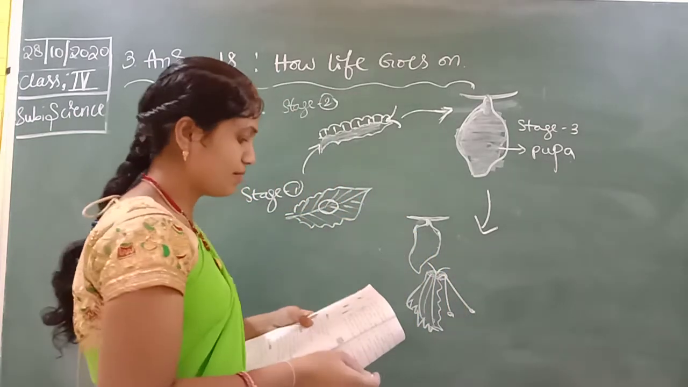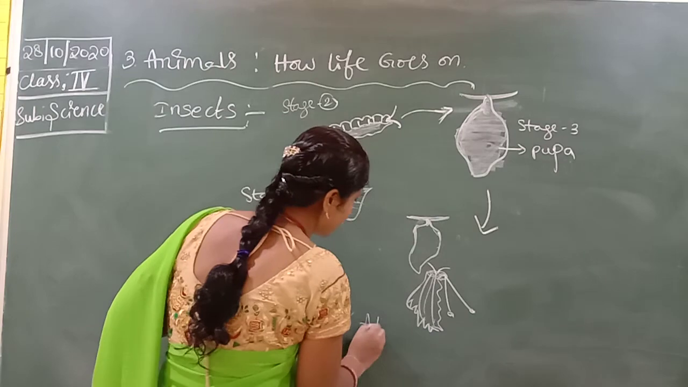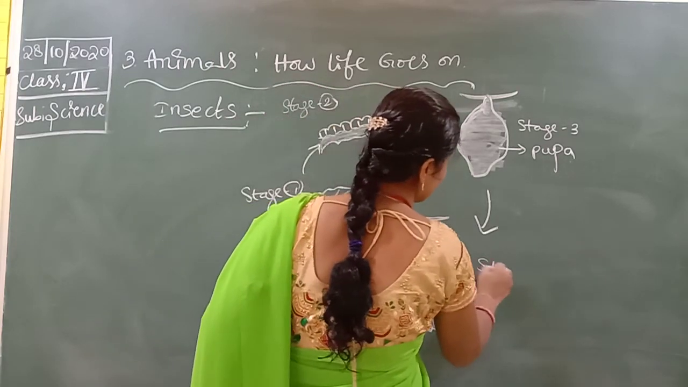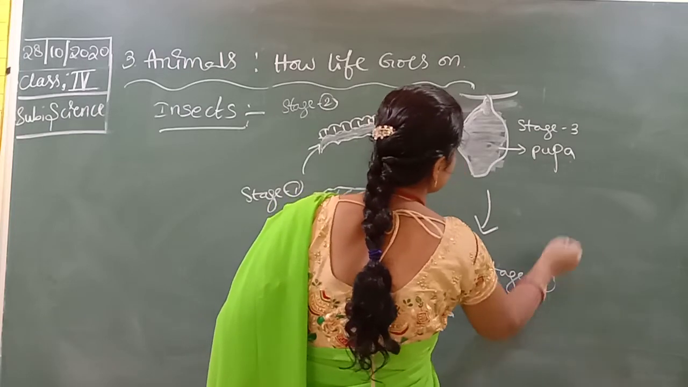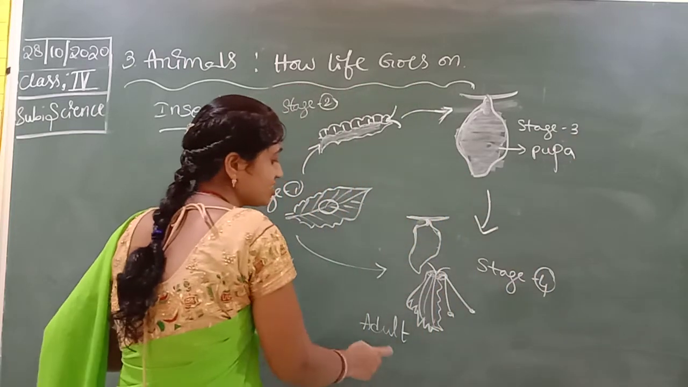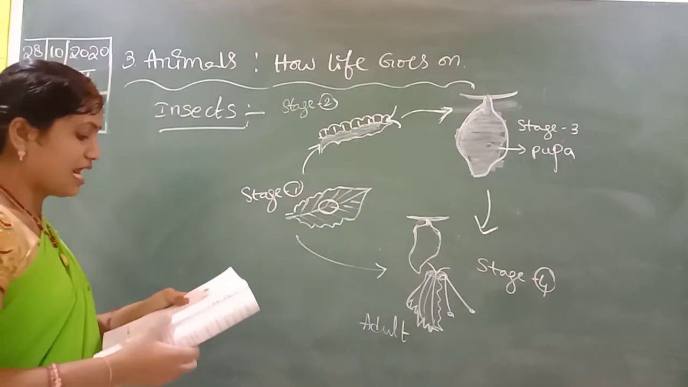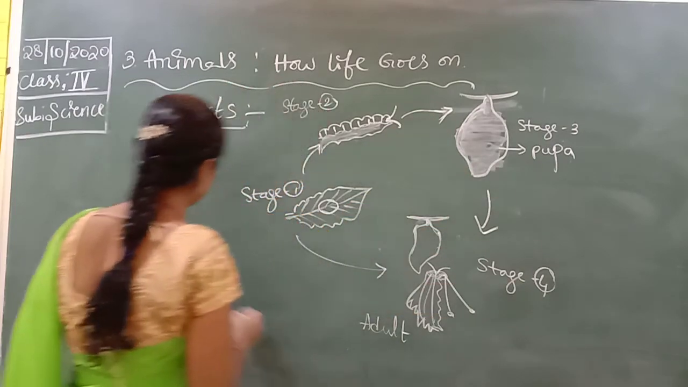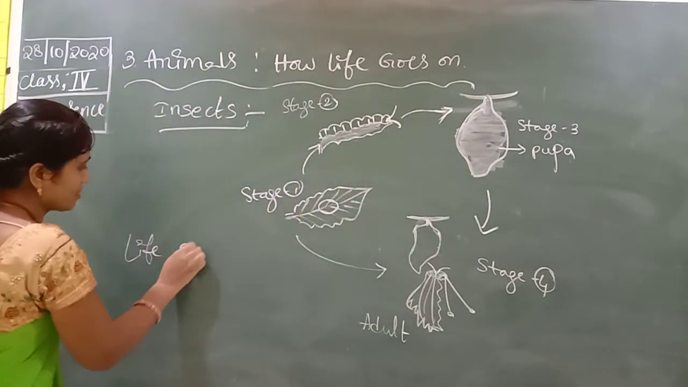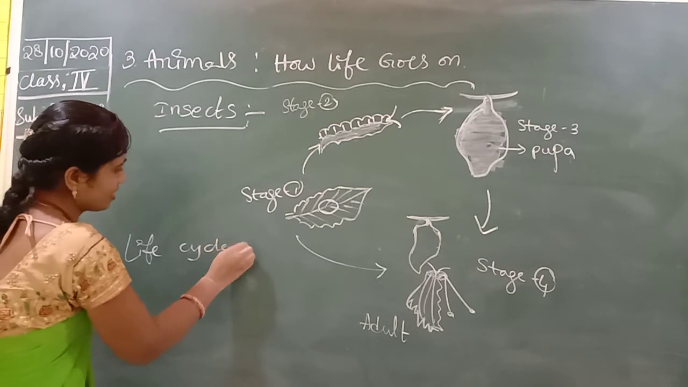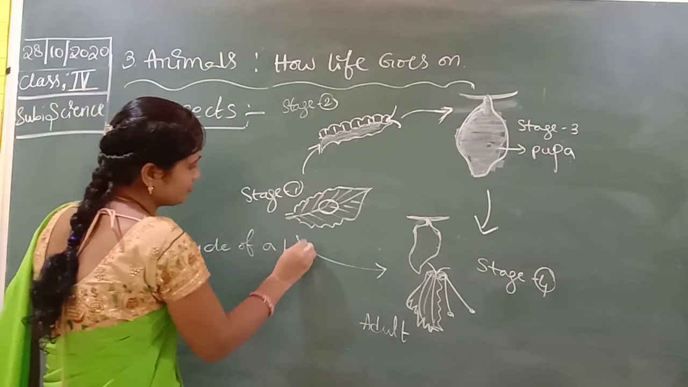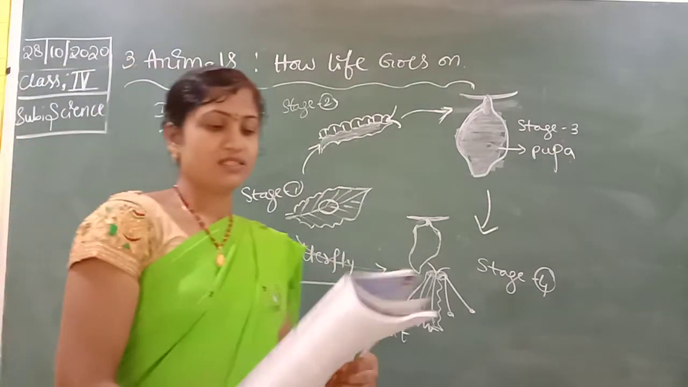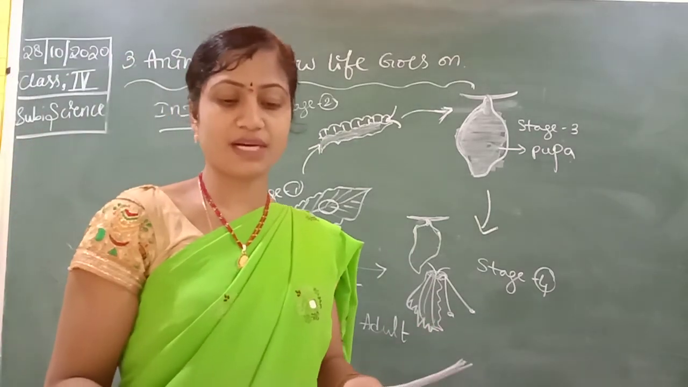Okay, this is called a butterfly. This is the adult. This is stage 4. This is stage 3, the pupa. This is the adult. Okay, this is the life cycle of a butterfly. Okay, understand, children? So this is the life cycle of a butterfly.